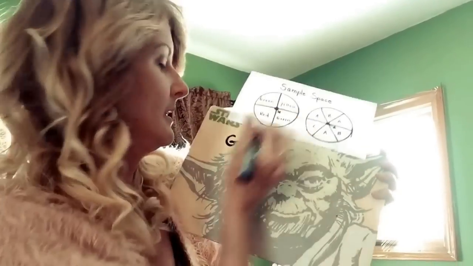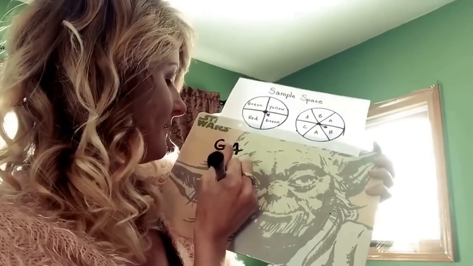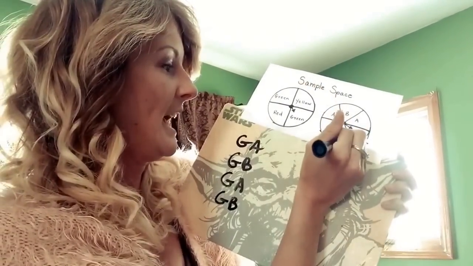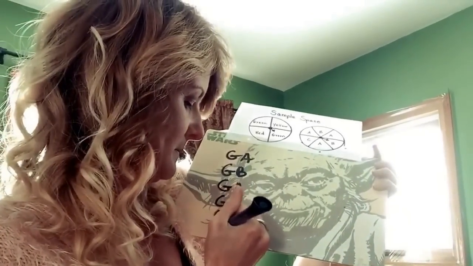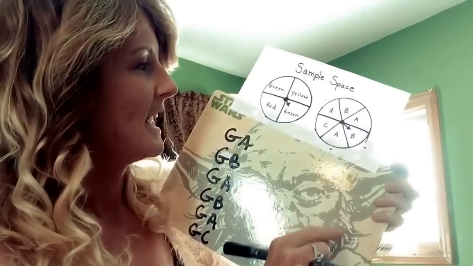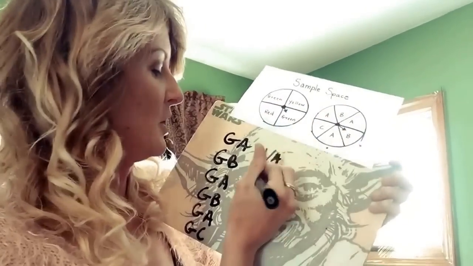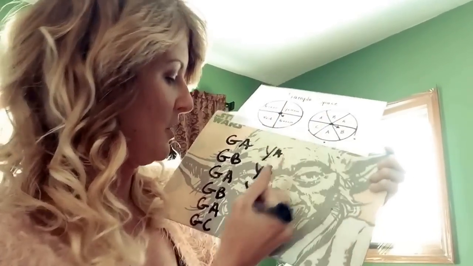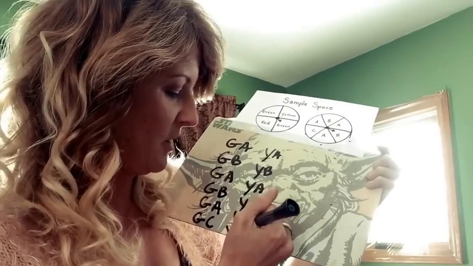Then we have green B. Then we have green A. And then we have green B again. And then we have green A. And then the last one, we have a green C. So that's the first line. Now we're going to go to the yellow: yellow A, yellow B, yellow A, yellow B, yellow A, and finally that yellow C.